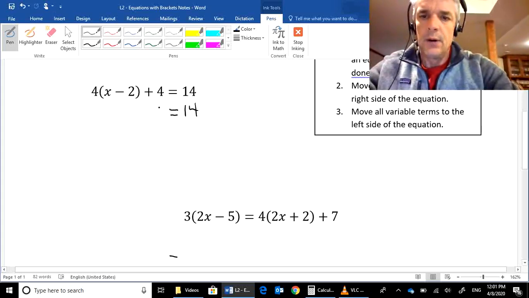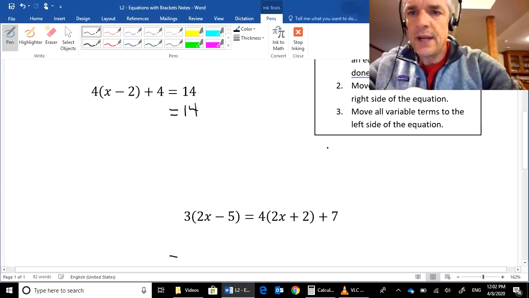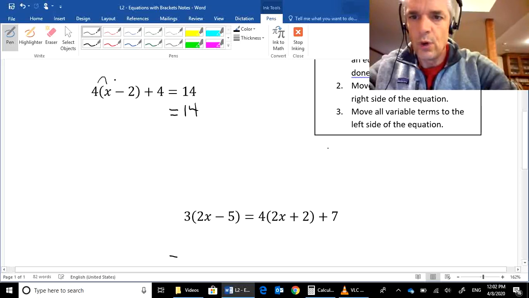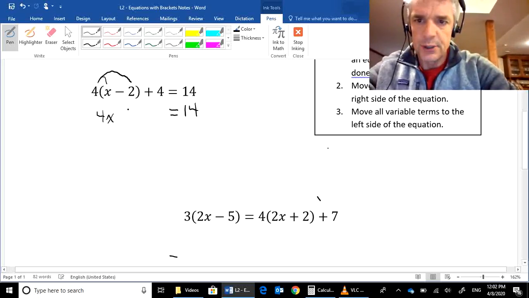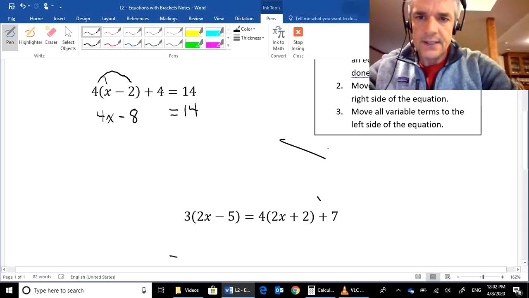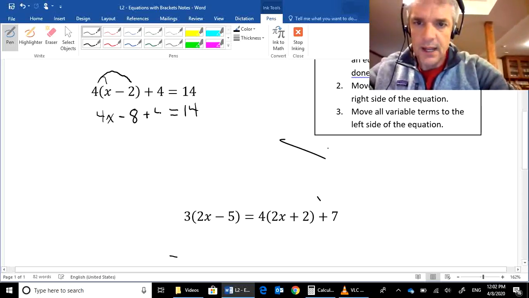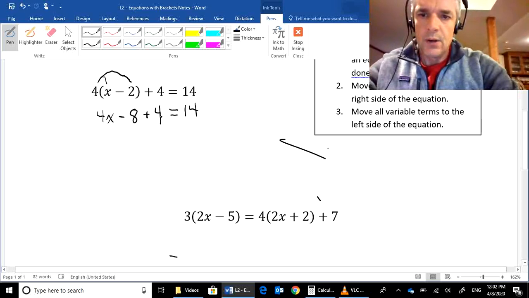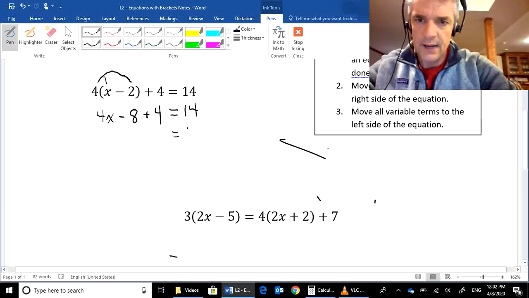Okay, now I'm going to deal with my distributive property. So 4 is going to multiply by x, and that'll give me 4x. And then 4 is going to multiply by the minus 2 to give me minus 8. And then I still add in my plus 4. That's something I have to do, okay? What you'll notice is that we now have 2 number terms on this side of the equation. I deal with each side of the equation separately, so there's nothing to do on this side with 14. I just leave it there. So for the next line, I can already put 14 in there and just be done with it.